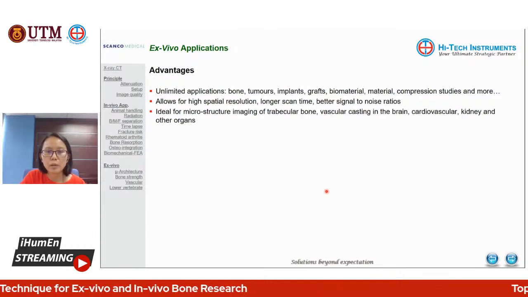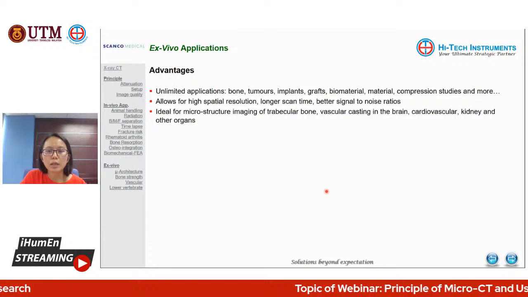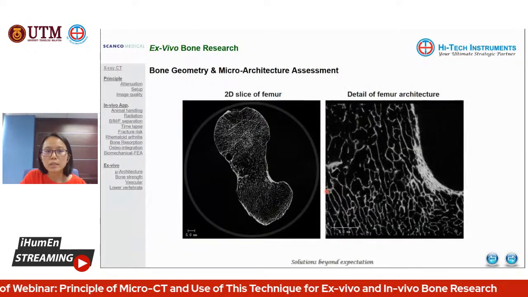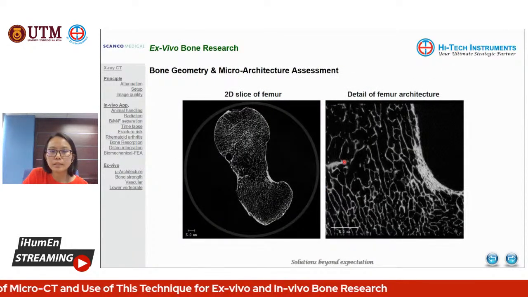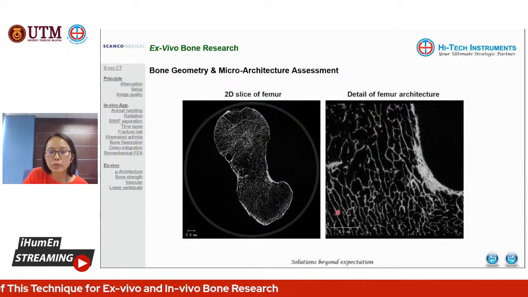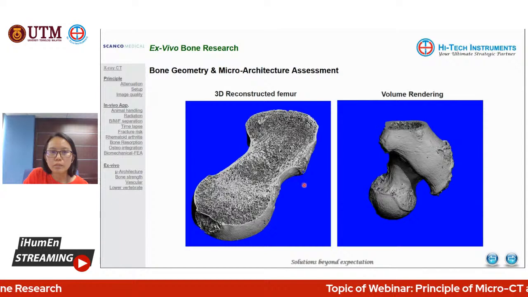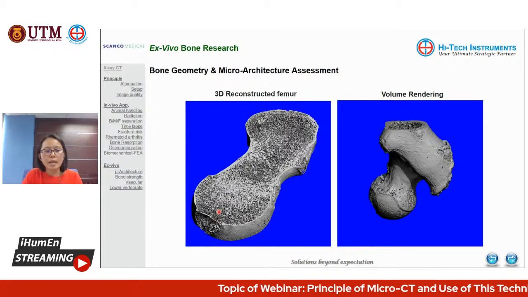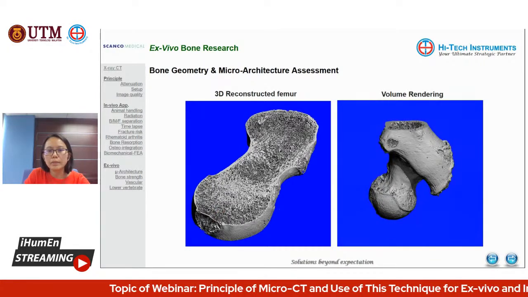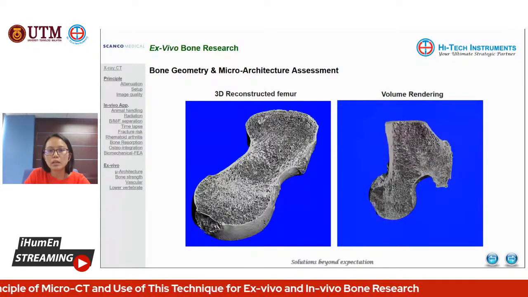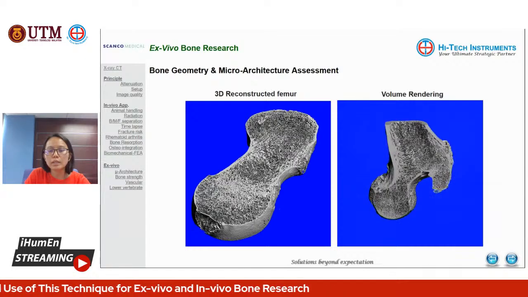Apart from trabecular bone, we can do vascular casting in the brain, in the cardiovascular system, in the kidney, and other organs. So this is an example by looking at the details or the microarchitecture of the trabecular itself. So here is the reconstructed femur. And of course, we can make it into animation. You can see the fine structure of the trabecular itself.